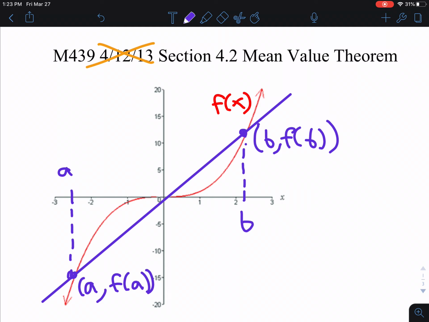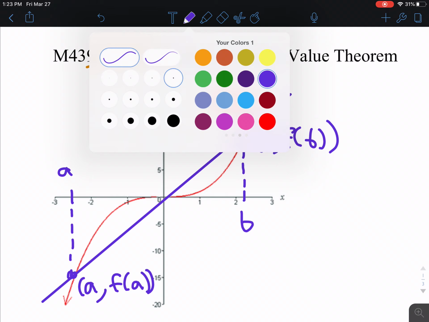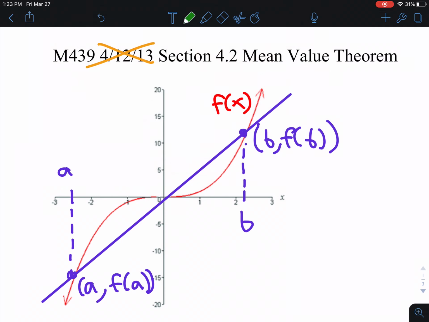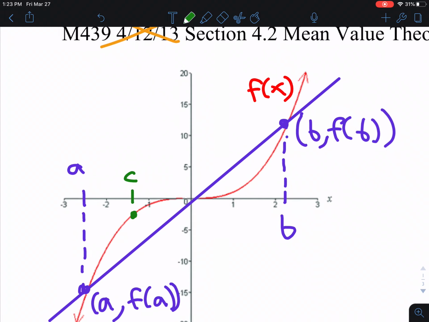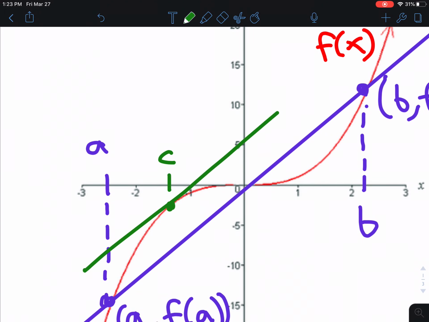So here's what the mean value theorem says. If you pick an interval for this function where it's continuous and differentiable, then there is at least 1 point in between this interval from A to B. 1 point for sure, called C. And C for us is going to be somewhere around there. And at this point C, if I were to draw the tangent to the curve at C, the tangent line to f of x at C, right?